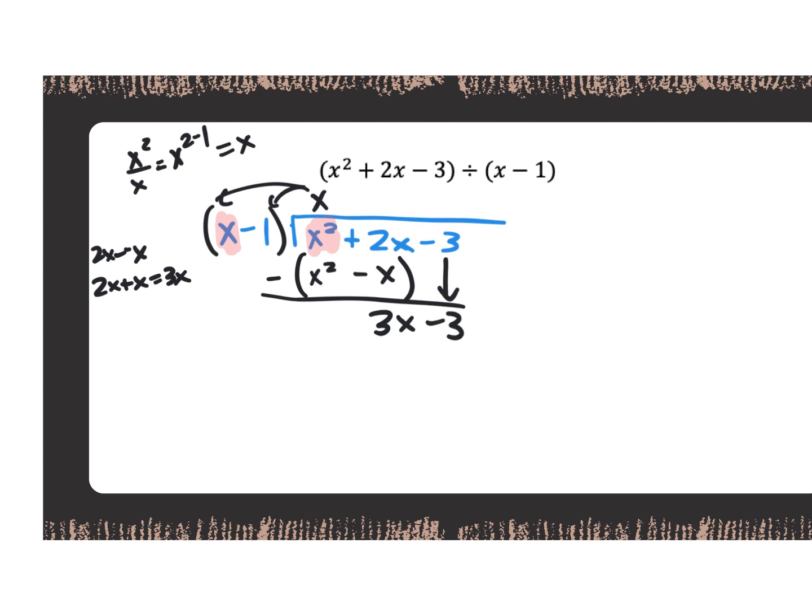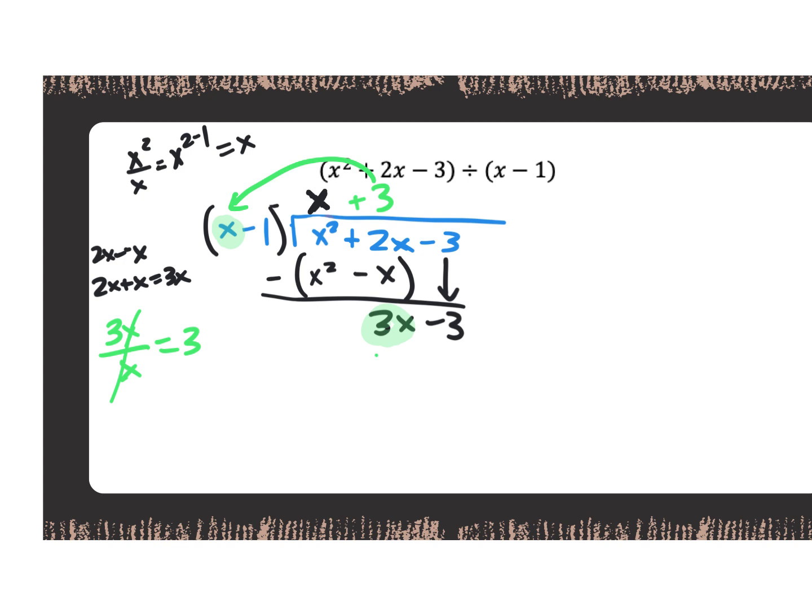And then I repeat the process. So how many times does x go into 3x? So x goes into 3x 3 times. If we do 3x divided by x, my x's divide out and I end up with just 3. So then I multiply.